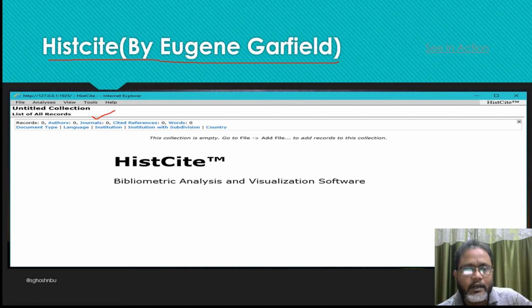I think some repositories are there from where you can get this one, but this was a very good software to calculate your citation metrics like impact factor, H index and other indexes, by collecting data from Web of Science.